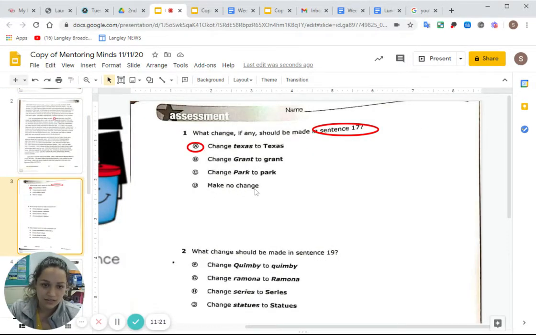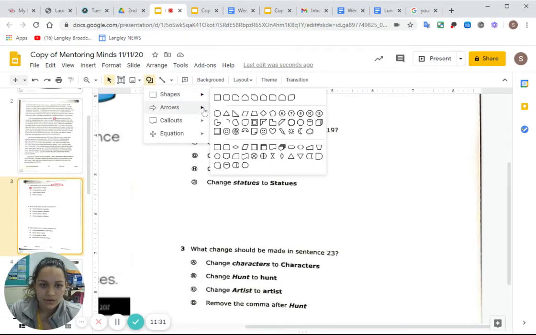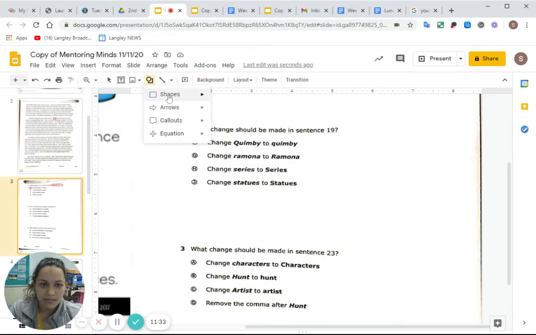And then D, make no change. Should we do that one? No, there was a change we needed to make, and it was A. Okay, good. Let's move on. Question 2. What change should be made in sentence 19? Okay, so I'm going to put my circle around sentence 19. That's the one that I'm focusing on.